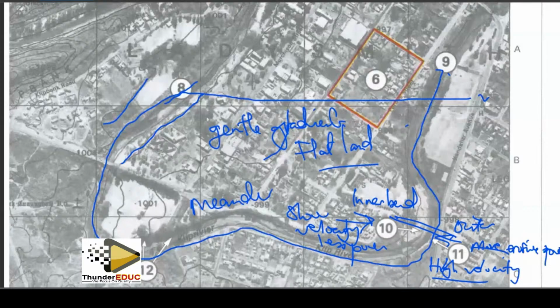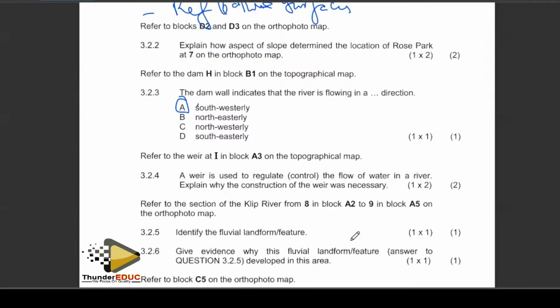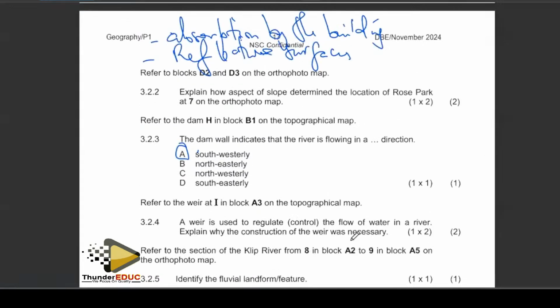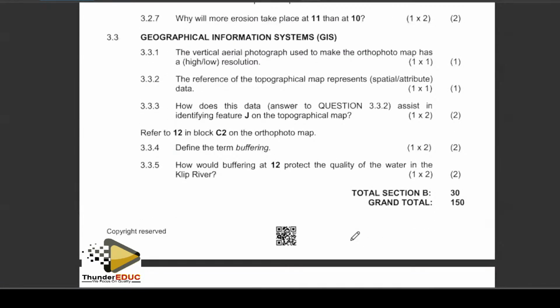Right, we are applying the concept of a meander here. We are focusing on the bend along a river channel. We are applying the basic concepts of the outer bend and the inner bend of a meander. Right, then we go to GIS, which is our last part. The vertical aerial photograph. Let's go to the question. The question is asking about the vertical aerial photograph used to make the orthophoto map.